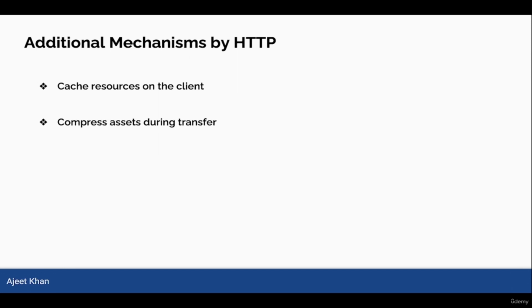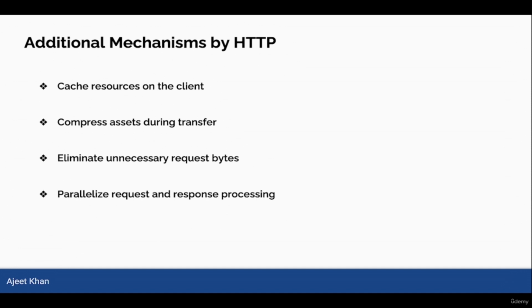Next is compress assets during transfer. Application resources should be transferred with the minimum number of bytes. Always apply the best compression method for each transferred asset. Eliminate unnecessary request bytes. Reducing the transferred HTTP header data, for example HTTP cookies, can save an entire round trip of network latency. Another one is parallelize request and response processing.